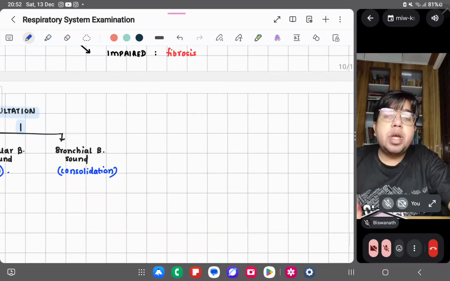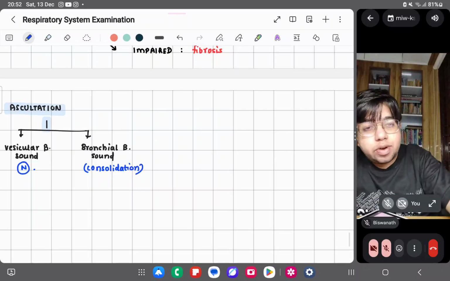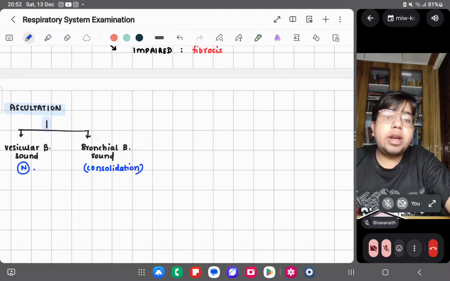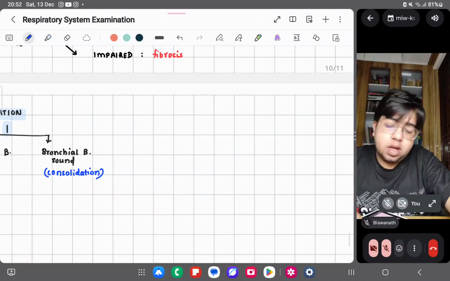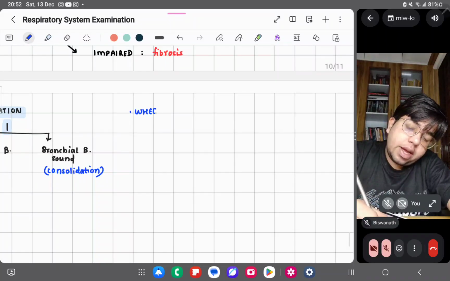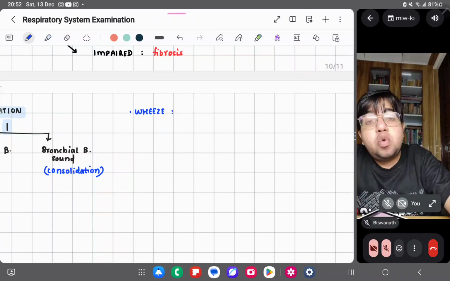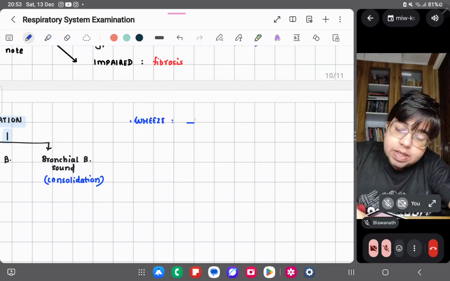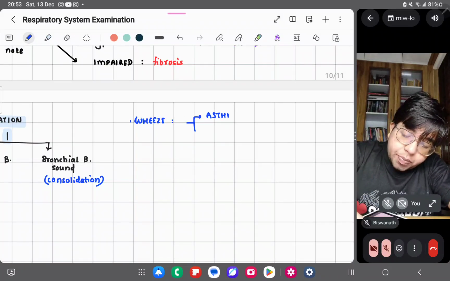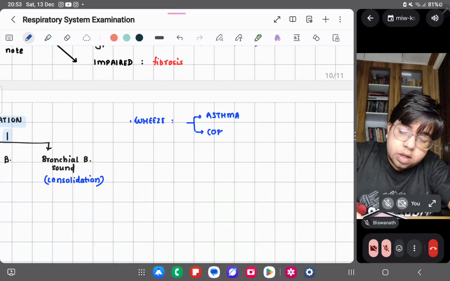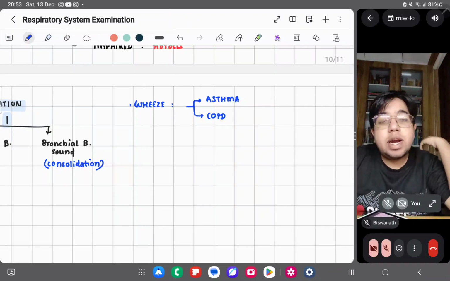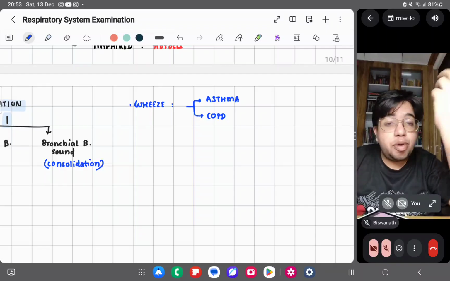Now, you can get some added sounds as well, like wheeze, crackles, and pleural rubs. What are these? Wheeze you will get in asthma, COPD. If you're getting wheeze, you can suspect asthma, COPD. By practice, you just auscultate patients and get to know the difference between wheeze, crackles, and pleural rubs.